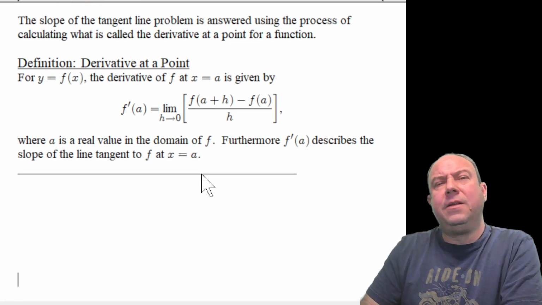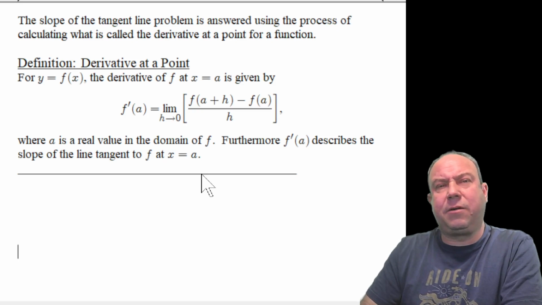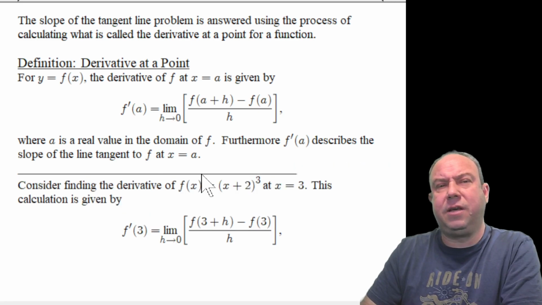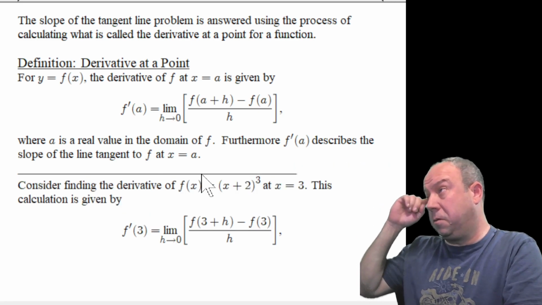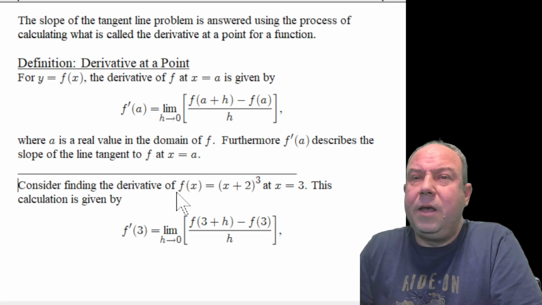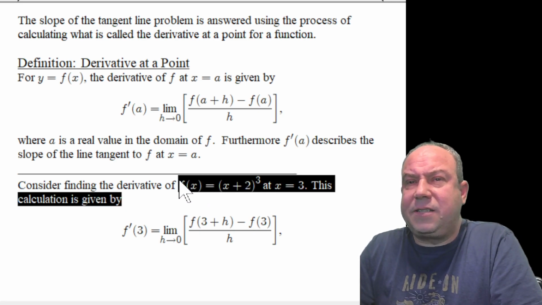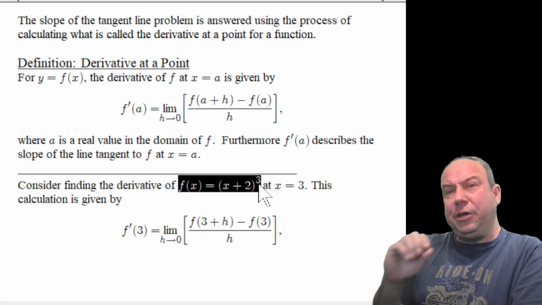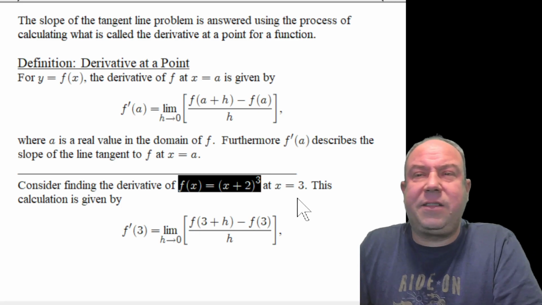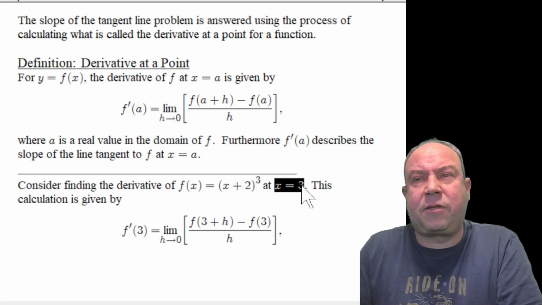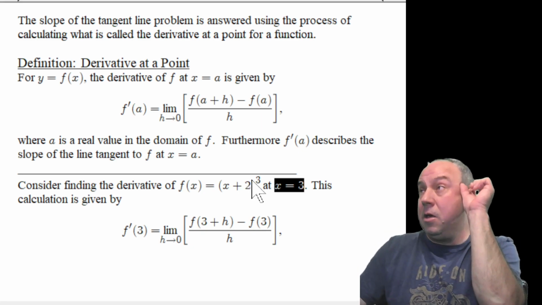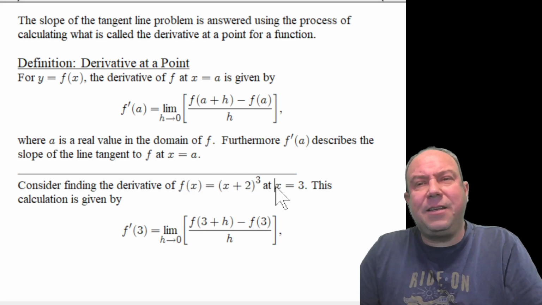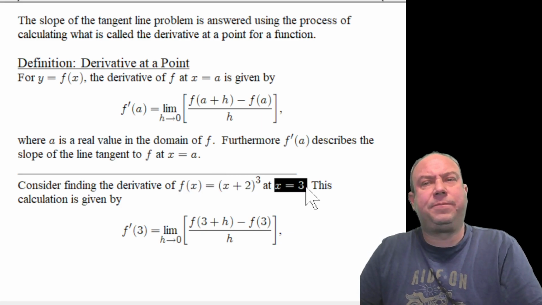Let's look at another example here. We can just run through this calculation. Here's another function, a specific case where f of x is equal to the quantity x plus 2 cubed. And we're interested in finding what we call the derivative of f at x equal to 3. We might say we're interested in finding the slope of the line tangent to this cube function at the value of x equal to 3.